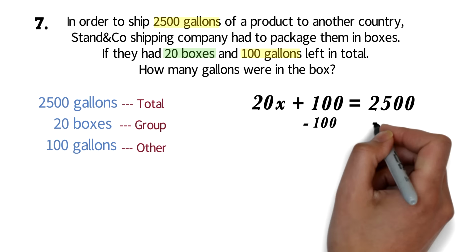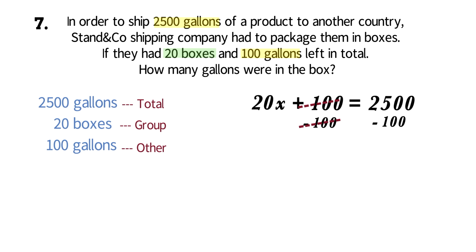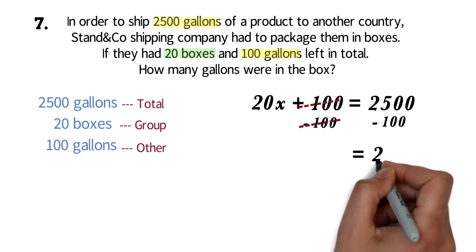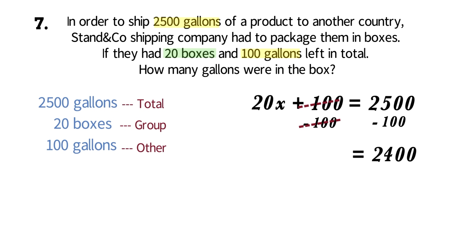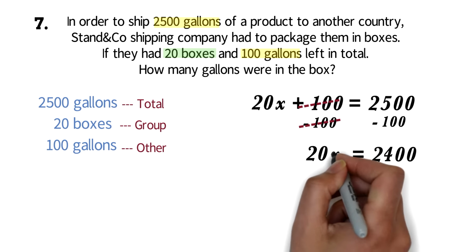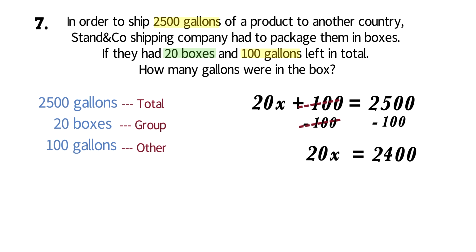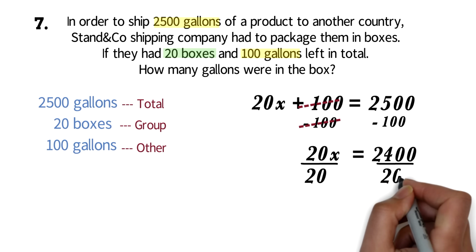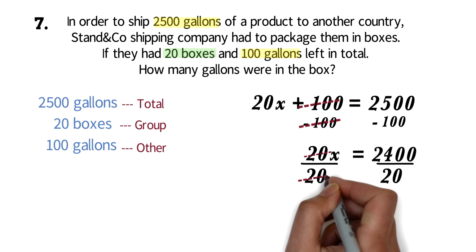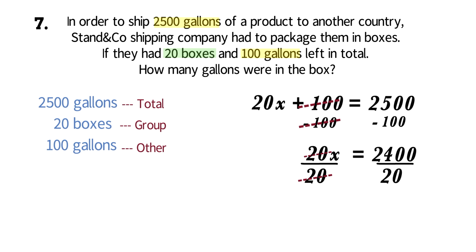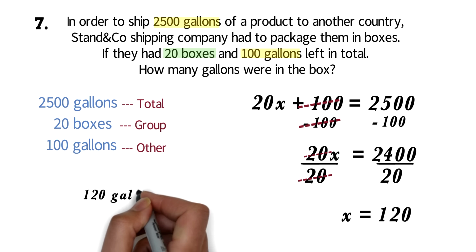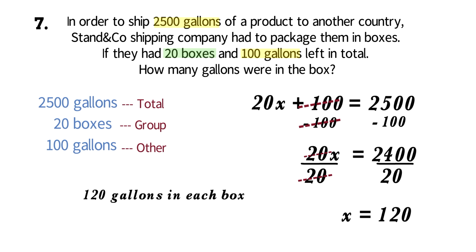Subtract 100 from both sides. These will cancel out. 2,500 minus 100 will be 2,400. We now have 20X equals 2,400. Divide both sides by 20. The 20 will cancel out. 2,400 divided by 20 will be 120. This means there were 120 gallons in each box. The hard part of this question is to be able to pull out the values from the word problem.